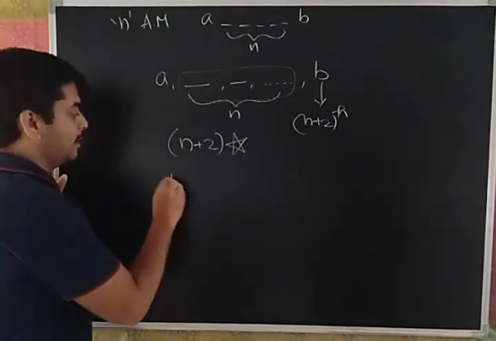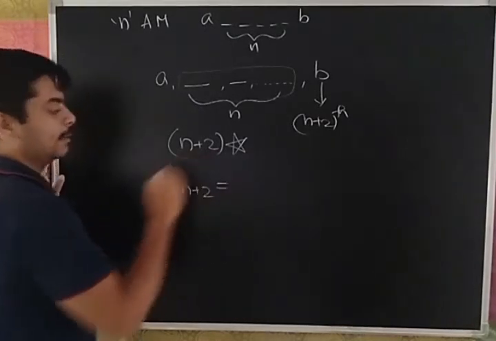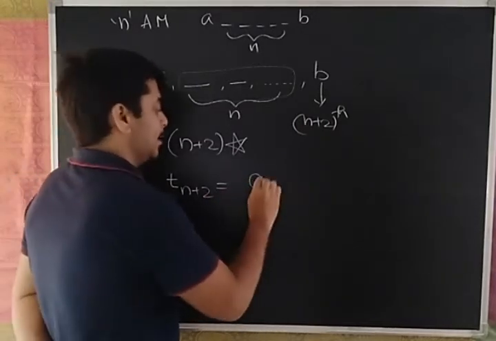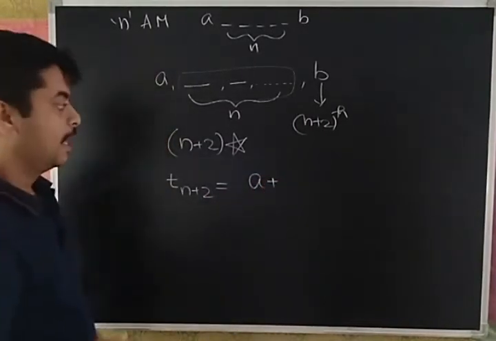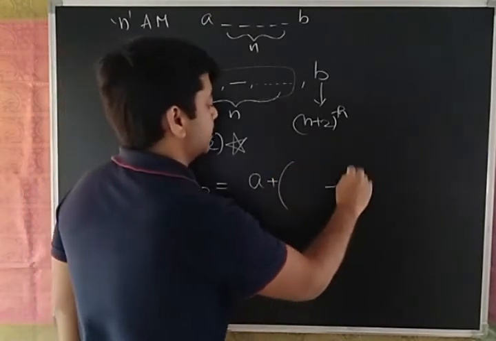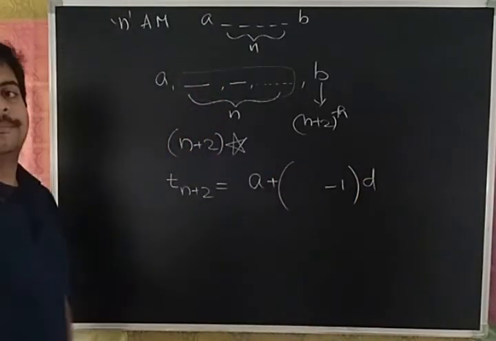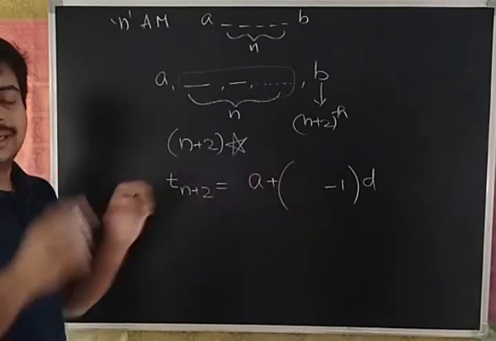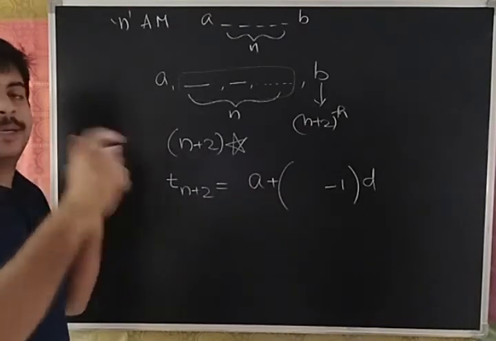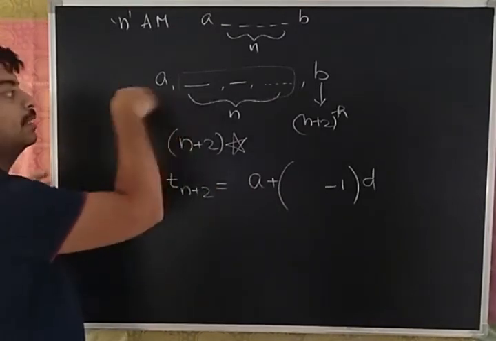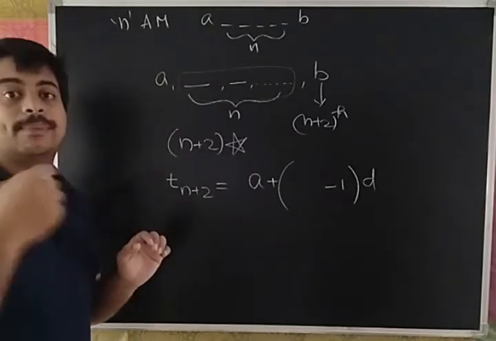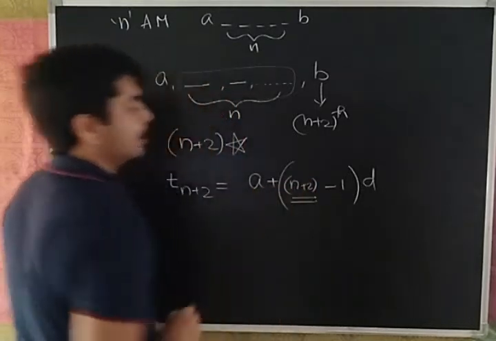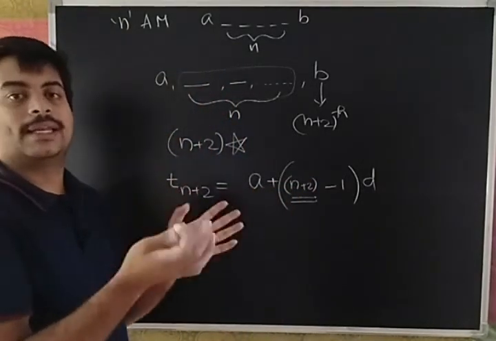So, if you want to find the n plus 2th element, Tn plus 2, what is the formula for that? A plus n minus 1 into D. What is n minus 1? N is the number of elements in the complete progression. What is the number of elements we have here? It is not n anymore, it is n plus 2. So, that's the reason I am saying this is the only mistake you make. In place of n plus 2, you substitute n and you will make a mistake.